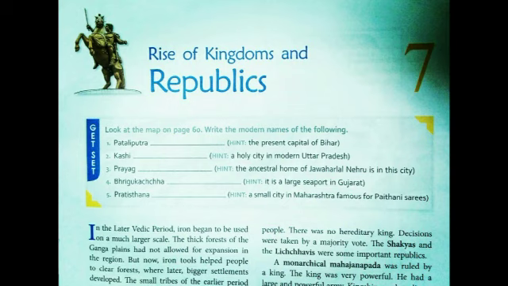Next is Bhrigukachha. It is a large seaport in Gujarat. So what name is it? It is Bharuch. Bharuch. And the fifth one, Pratishthana. It is a small city in Maharashtra famous for Paithani sarees. It is Paithan. Okay, Paithan.